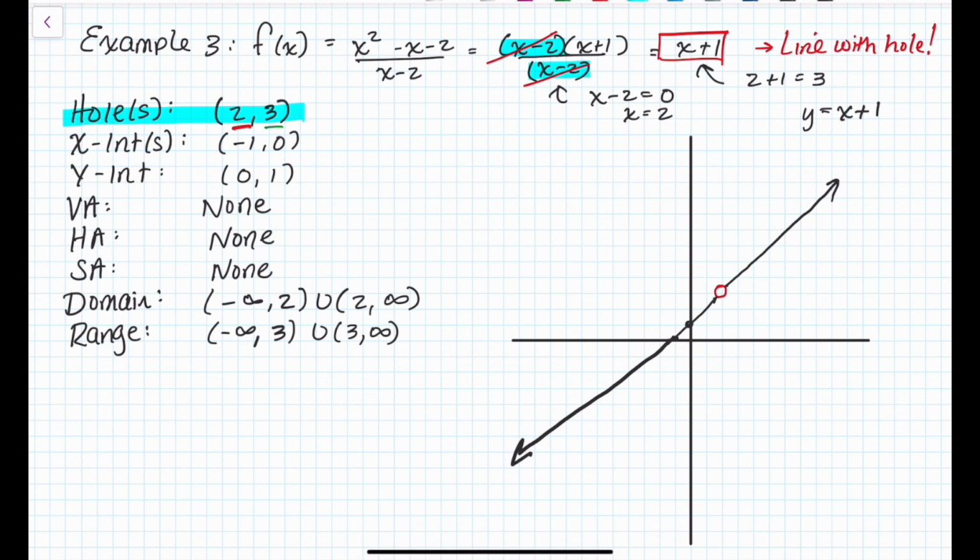So that looks like a complicated one, but really that ends up being one of the easiest functions to graph. So remember, if there is a hole in the function, you do not use that x value of the hole as a vertical asymptote. That's a common mistake that students make.